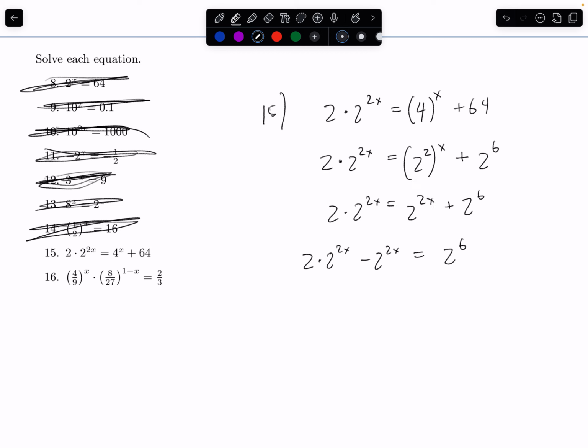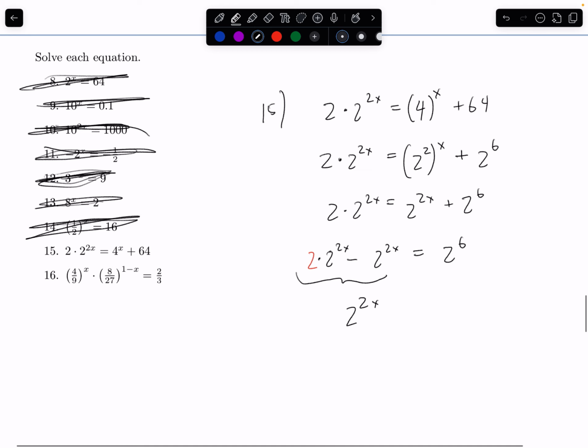And okay, here, look, I've got 2 of the 2 to the 2x's and minus 1 of the 2 to the 2x. So this just becomes a regular 2 to the 2x. You see that? Here, let me write it like this so maybe it's more obvious what's happening. See, so I had 2 of them, I subtracted 1, so now I have only 1 left. 1 2 to the 2x left.